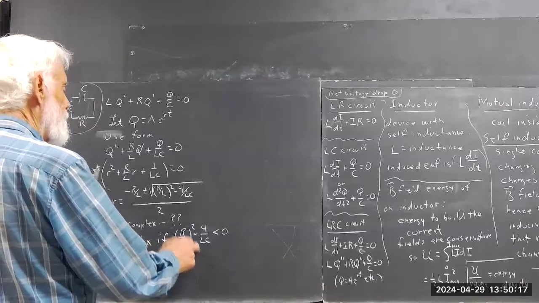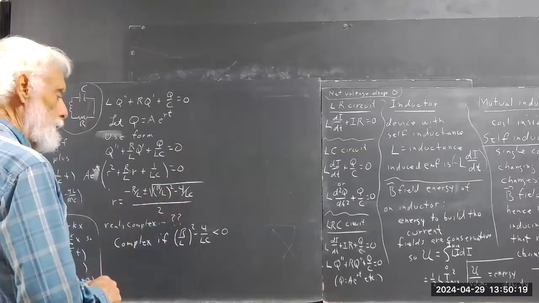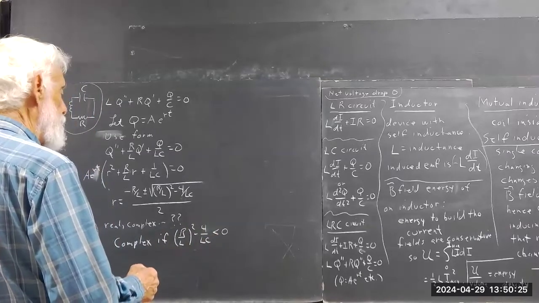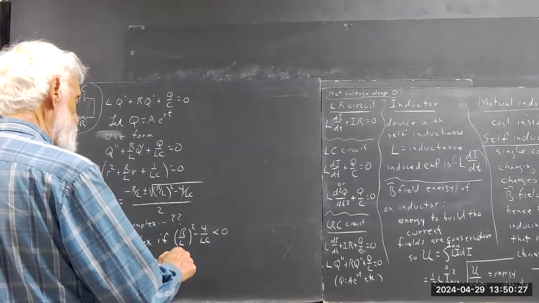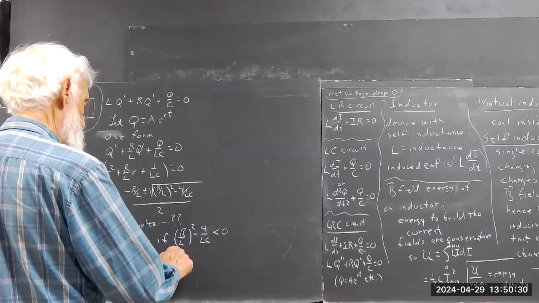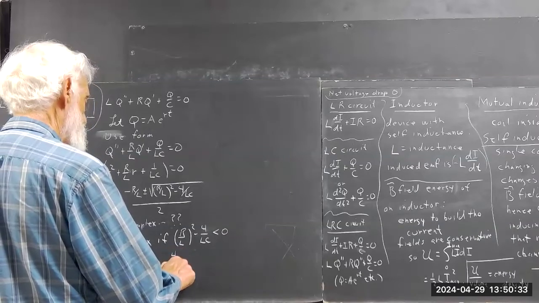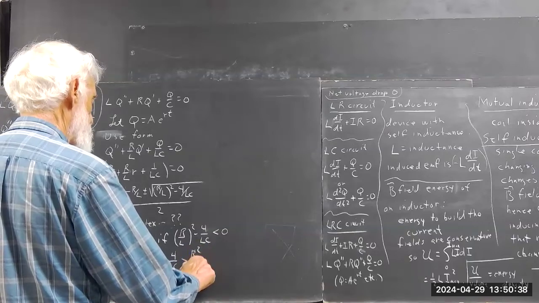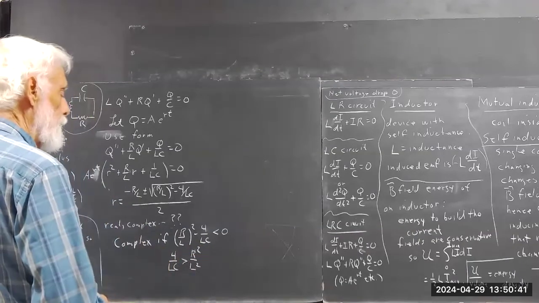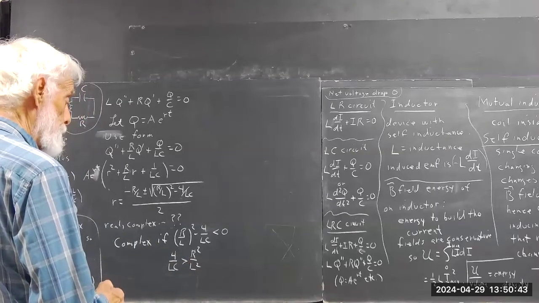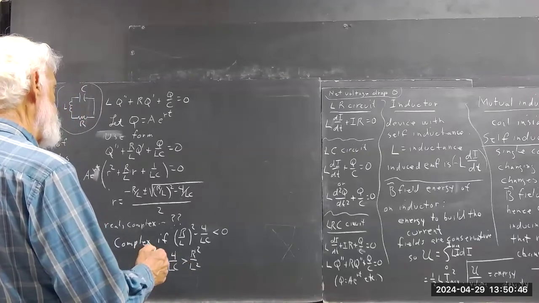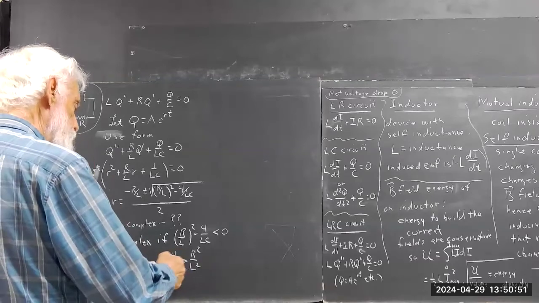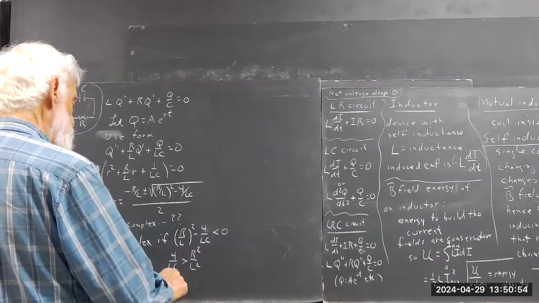This is complex if the thing under the radical is negative. Okay, so what's the condition? The condition is that 4 over LC is greater than R squared over L squared. And we could multiply both sides by L.